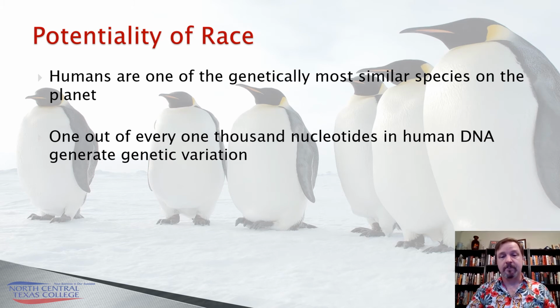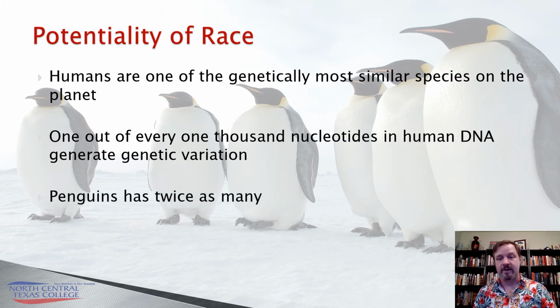By comparison, penguins, it's 1 out of every 500, right? So they are twice as dissimilar. Now, I know you look at a penguin, you go, really? You look at two penguins of the same subspecies, like, say, emperor penguins, and you can't tell them apart. But the reality is that they're genetically twice as dissimilar as us, right?